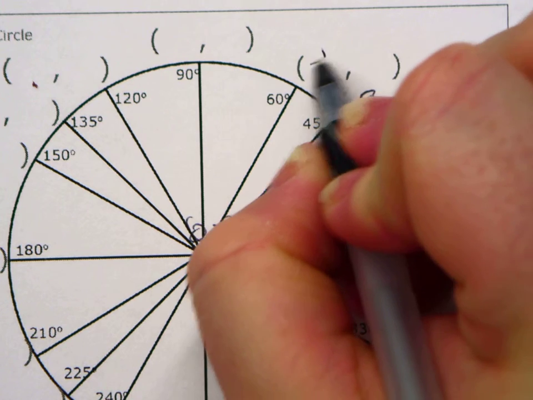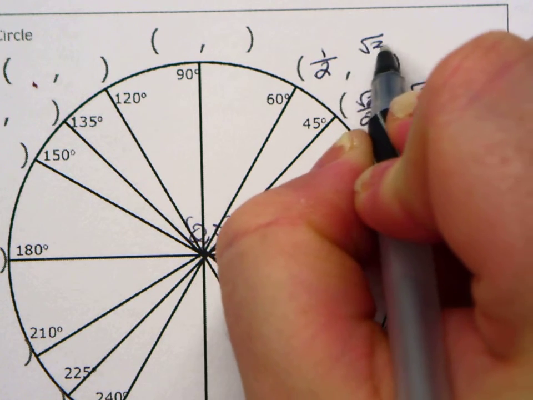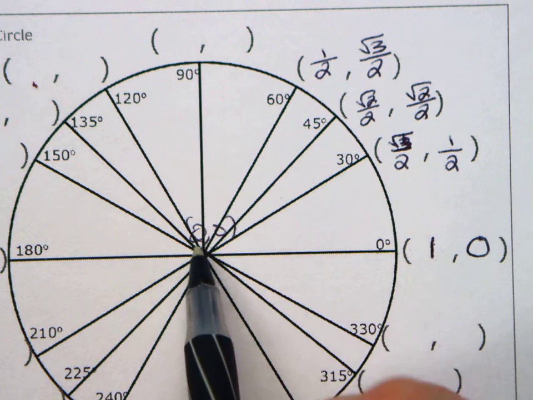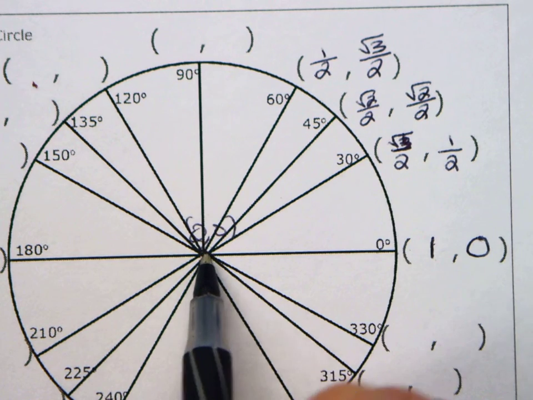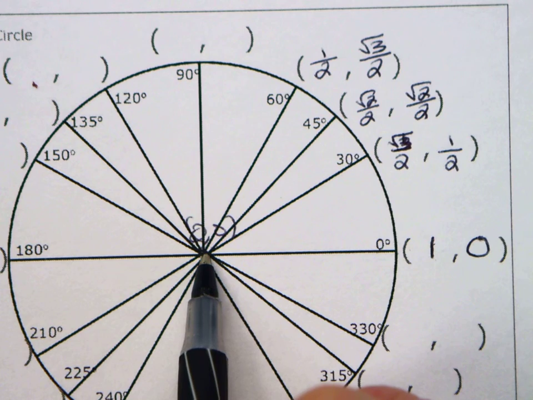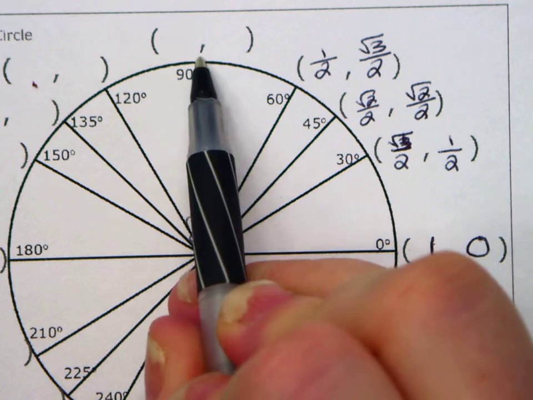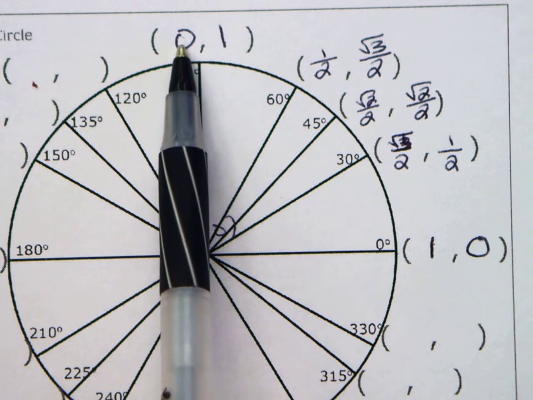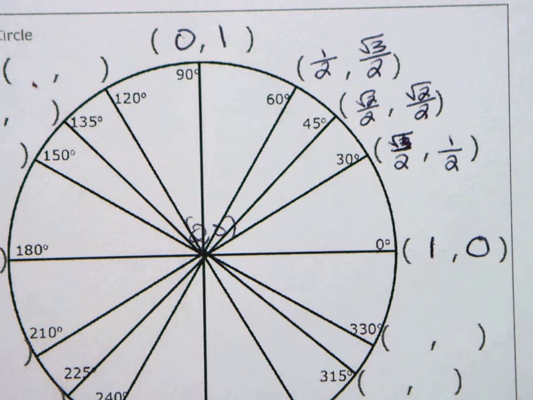Cosine is 1/2. Sine is radical 3 over 2. Okay. Now, again, we're just going up. This is our origin. We're not going left or right at all, so it's 0, 1. Cosine of 90 is 0. Sine of 90 is 1.